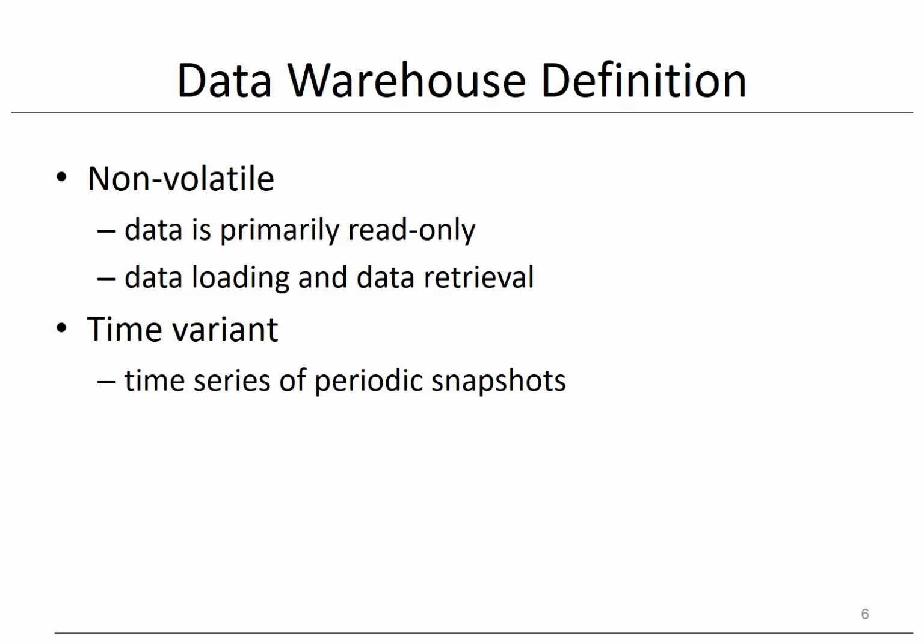Time variant refers to the fact that the data warehouse essentially stores a time series of periodic snapshots. Operational data is always up to date and represents the most recent state of the data elements, whereas a data warehouse is not necessarily up to date, but represents the state at some specific moments in time.